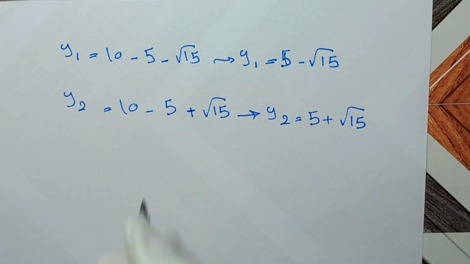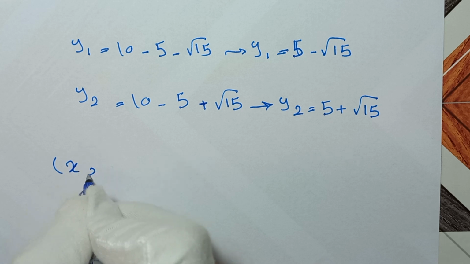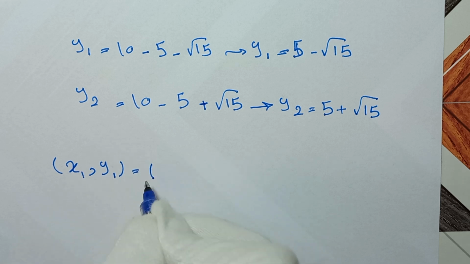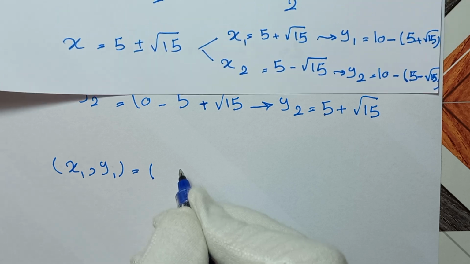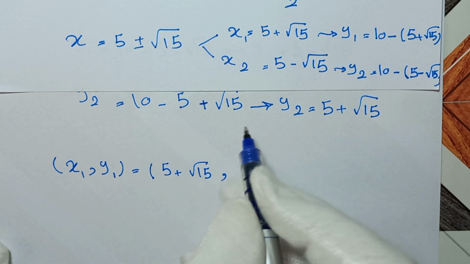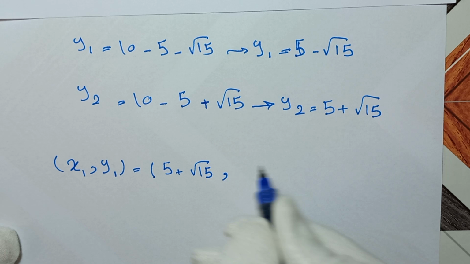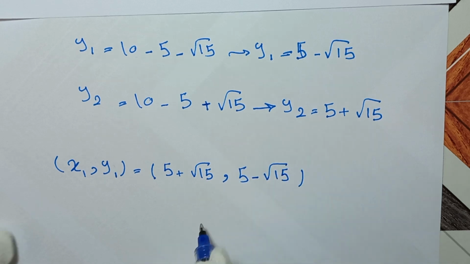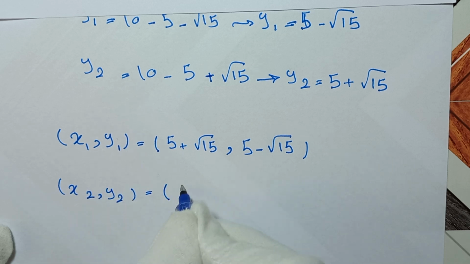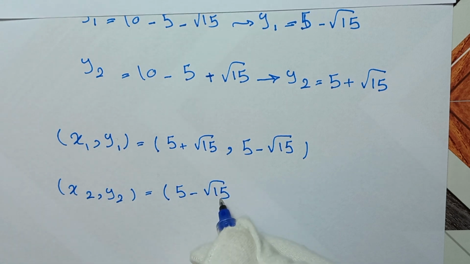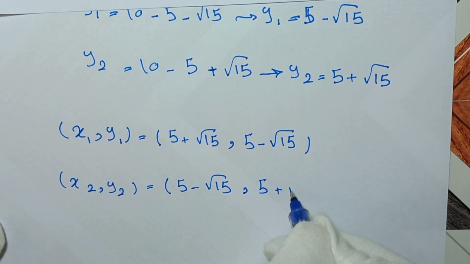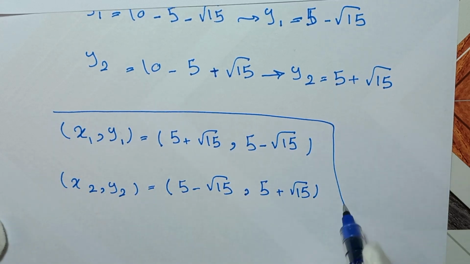So our final answer for x and y in here: x1 and y1, where x1 is 5 plus square root of 15, and y1 is 5 minus square root of 15; and x2 and y2, where x2 is 5 minus square root of 15, and y2 is 5 plus square root of 15. And this is our final answer.